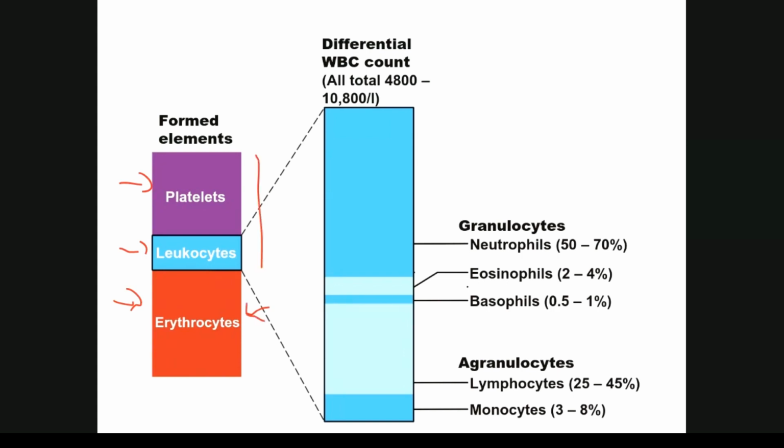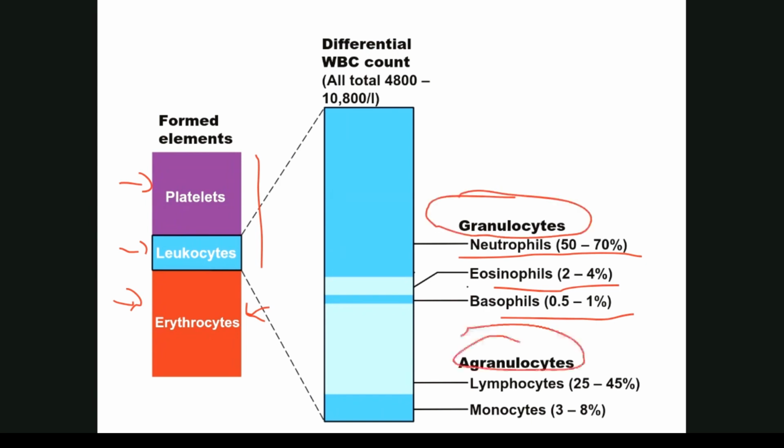Now, a differential white blood cell count: the neutrophils make up 50 to 70%, eosinophils 2 to 4, basophils 0.5 to 1. These are your granulocytes. Agranulocytes, they have no granules, are your lymphocytes and your monocytes.